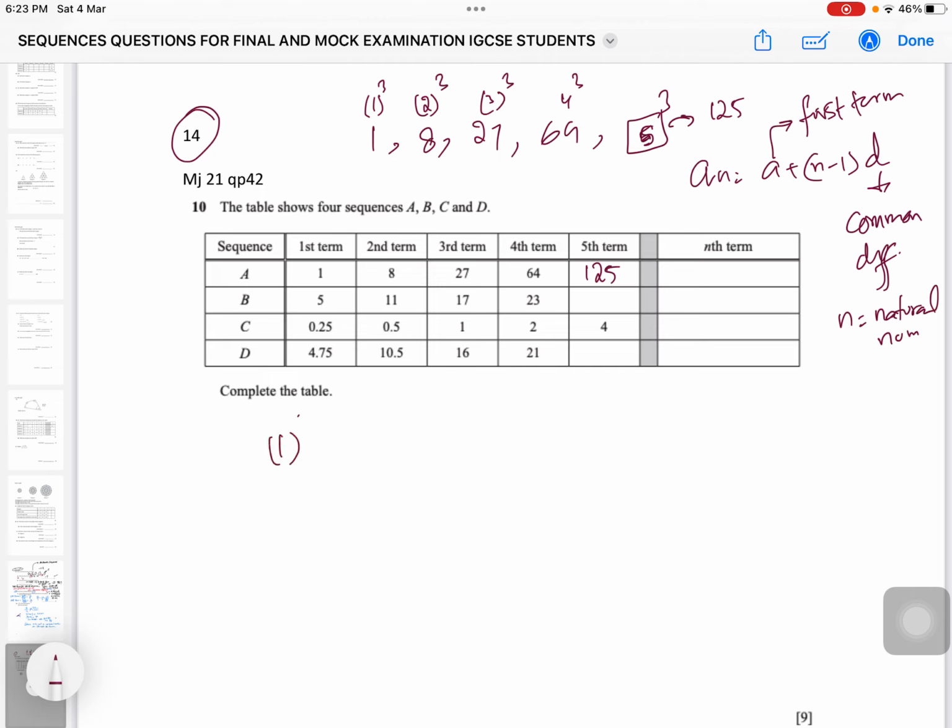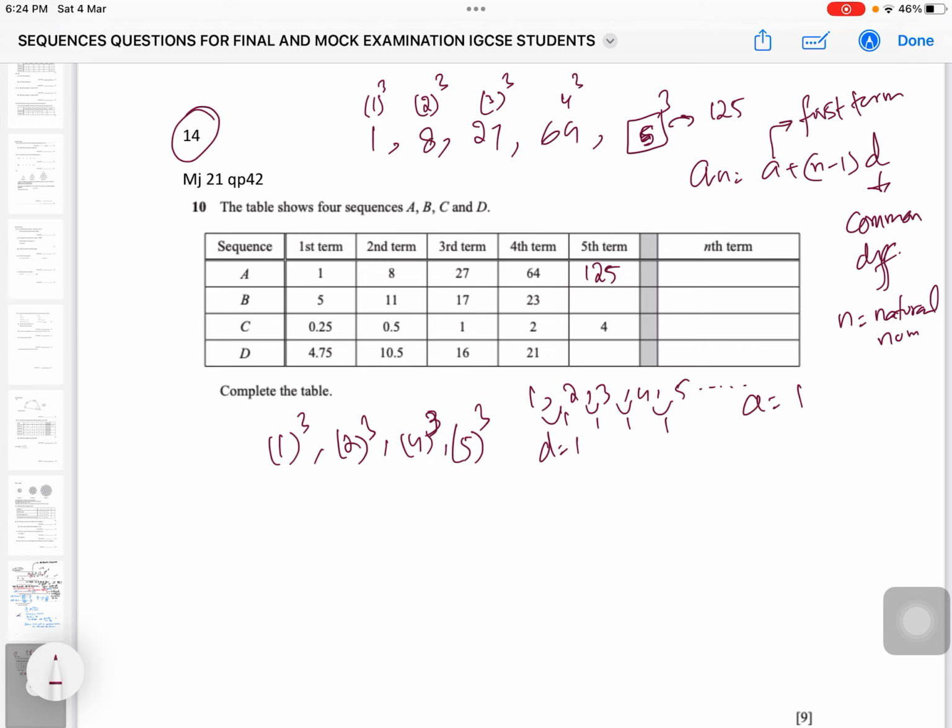Now, look at this sequence. It's 1 power 3, 2 power 3, 3 power 3, 4 power 3, and 5 power 3. Get the numbers. Numbers are 1, 2, 3, 4, and 5, and so on. What's their nth term? First get the difference. The difference is here 1, here 1, here 1, here 1. So the common difference is 1. What is A? A is the first term. A is 1. So we got A, we got d. So the nth term is done.